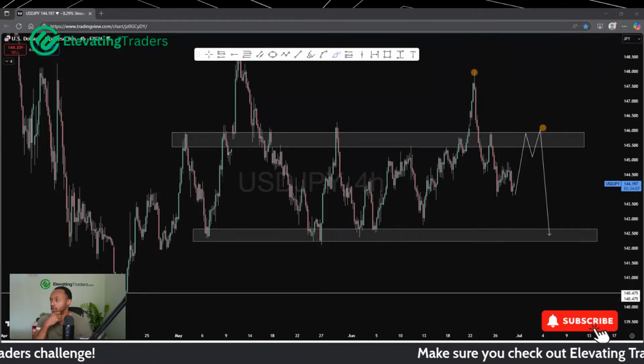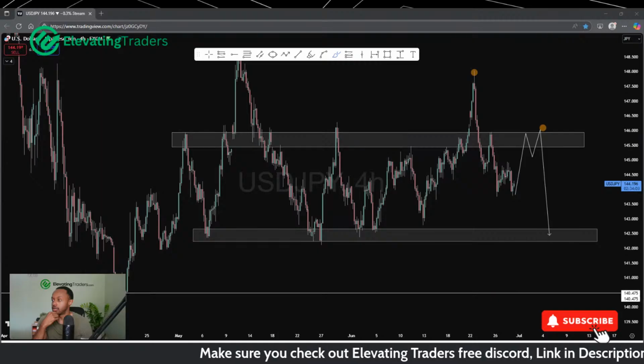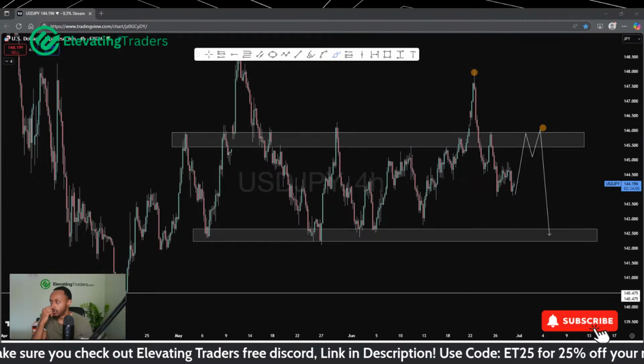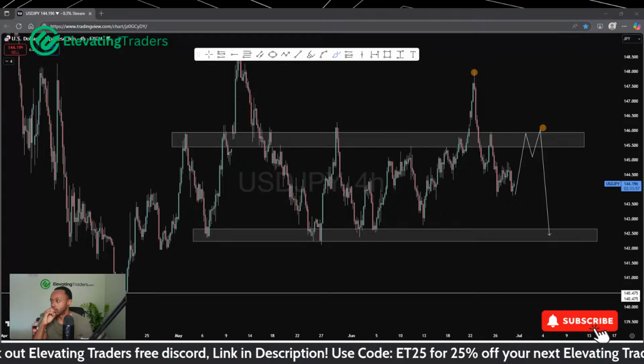Fundamentally, pound is stronger than Aussie at the moment. Yeah, pound has been stronger than Aussie. I'm looking to see if that can turn around. Euro yen, okay, Dan, we'll take a look, no problem.